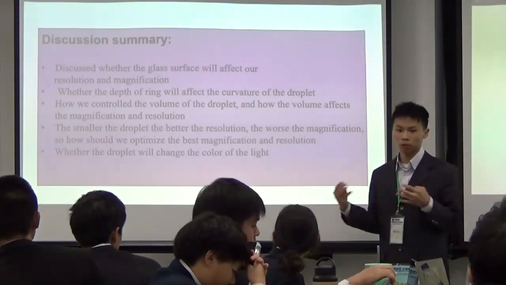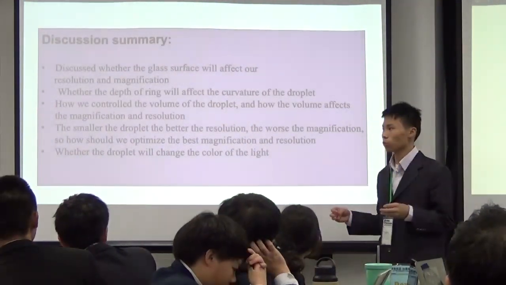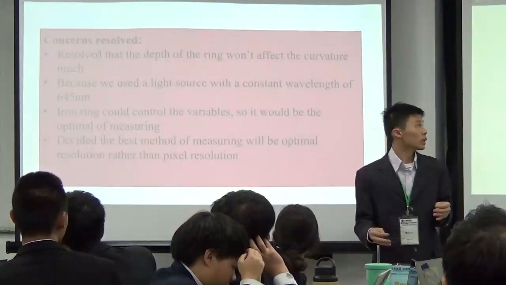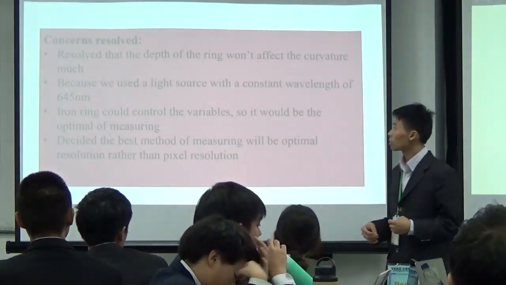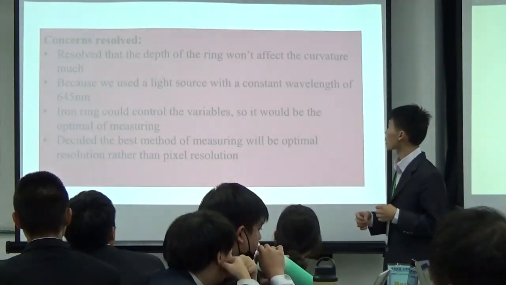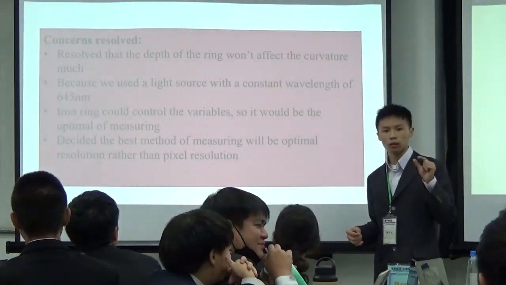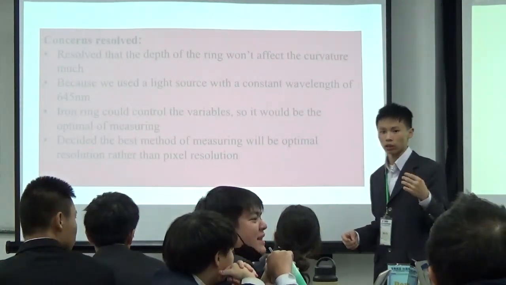So how do we optimize it? And whether the droplet will change the color of the light, but we use the same light source, so we didn't have to consider that. And here are some concerns that had to be resolved. The result is that the depth of the ring won't affect the curvature very much. It actually affects it, but not much, so I think we can just ignore it.